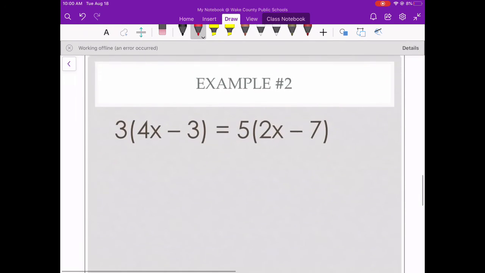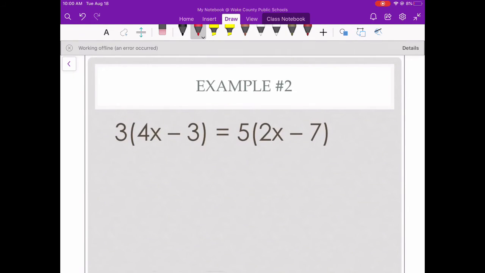All right, our next example, double distributing. So we got distributing on both sides. I would encourage you just to go ahead and distribute and then combine like terms before you start your solving process.